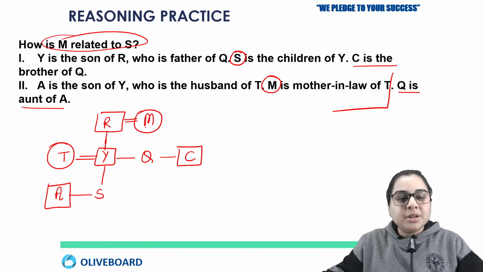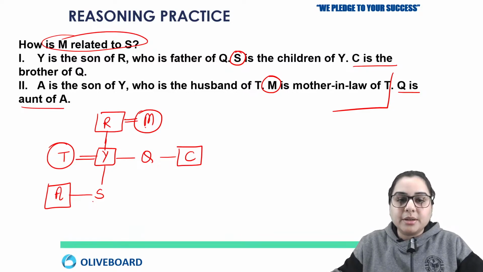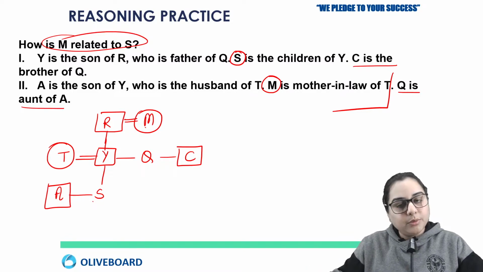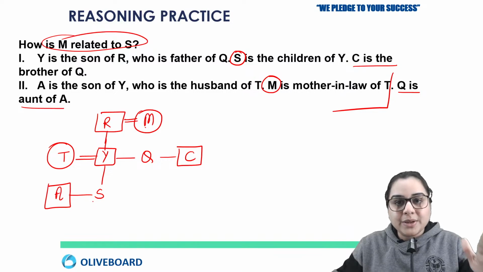Okay, because M is related to S. Now M is the grandmother of S, that we got to know, even though we don't know the gender of S. But the question is not asking about S, the question is asking about M. If you check this M and S, about M we know the gender, but about S we are not sure about the gender. But the question is how is M related to S? So here we need the gender of M but not of S.